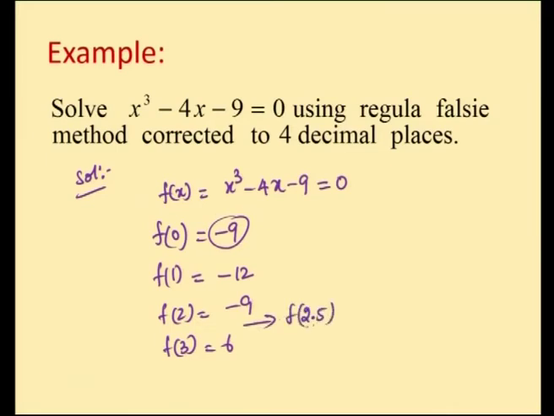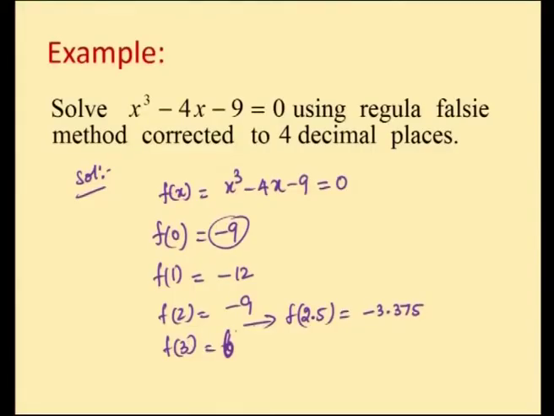If you want, you can find out f of 2.5 also. f of 2.5 is minus 3.375. Here actually f of 2 is negative and f of 3 is positive, so the root lies between 2 and 3. To be more closer and to avoid more iterations, if you take f of 2.5, a value between 2 and 3, and see that it is minus 3.375, we can more appropriately say that now the root lies between 2.5 and 3.